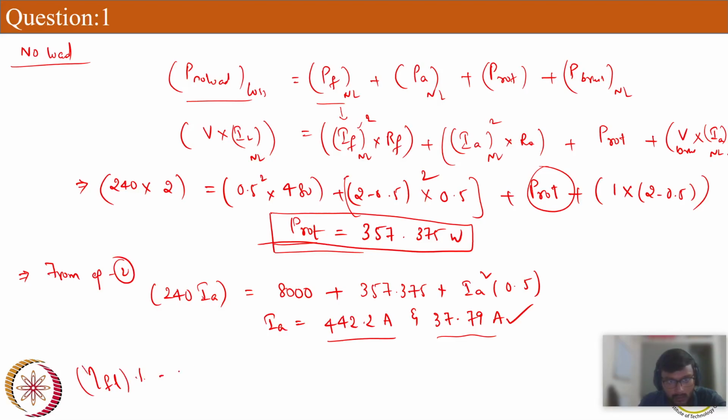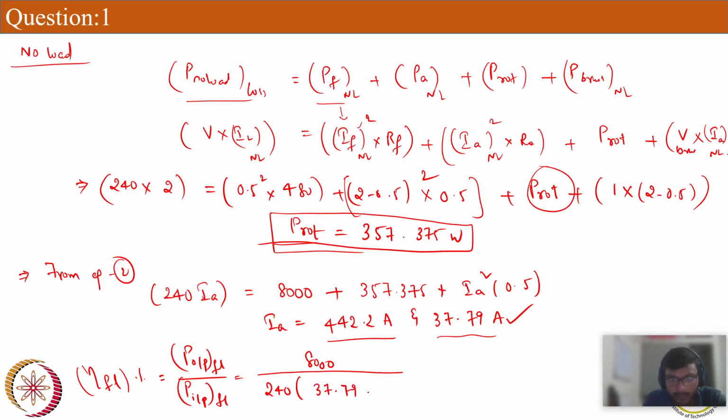Now my full load efficiency is equal to power output full load by power input full load. My output power is 8 kilowatt motor. Input is 240 multiplied by armature current 37.79 plus field current. How much is my field current? 0.5, into 100 because it's a percentage. Now can someone tell me how much efficiency we got for our machine?